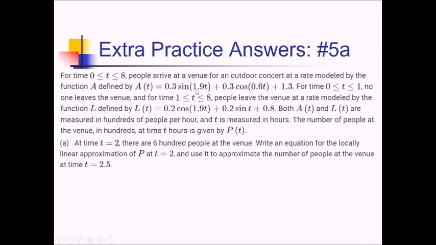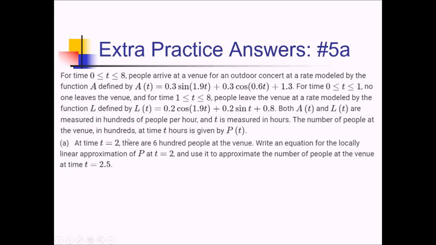And the rate at which they are leaving is modeled by this L(t) function, which would also be a good idea to enter in your calculator, maybe as y2. And these are both measured in hundreds of people per hour, where t is measured in hours. At least this is important when we write our units on these problems. And the number of people in the venue in hundreds at time t is given by the function P(t). So they didn't tell us what P(t) was, but when we refer to the number of people at this venue, we are going to use P(t) to symbolize that.